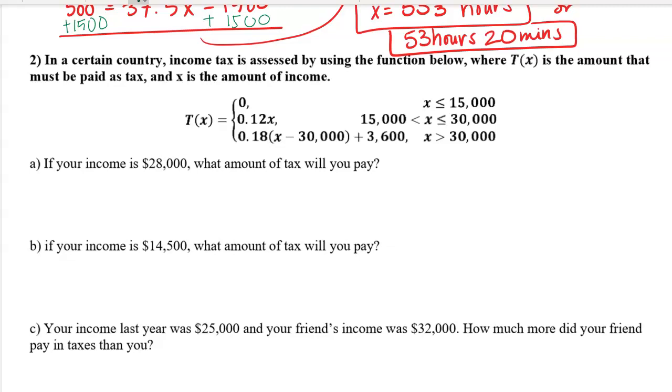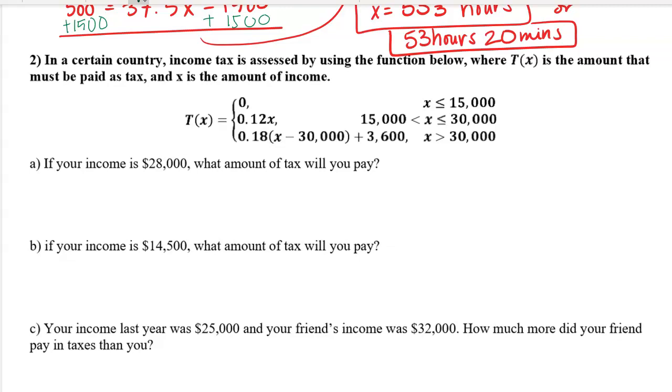All right, so this one says T of x equals a bracket. First piece, 0 when x is less than or equal to $15,000. 0.12x when x is in between $15,000 and less than or equal to $30,000. 0.18 times the quantity of x minus 30,000 plus 3,600 when x is bigger than 30,000.